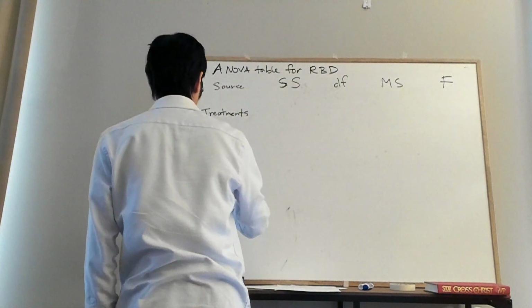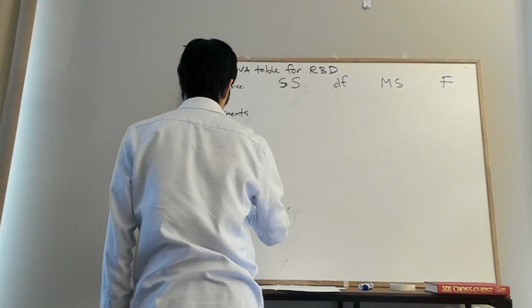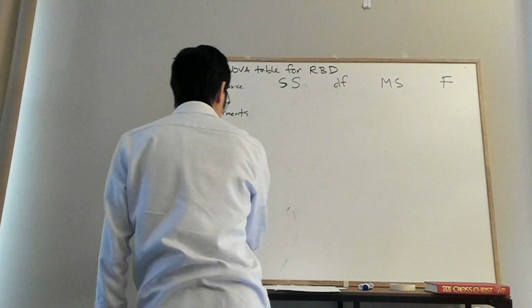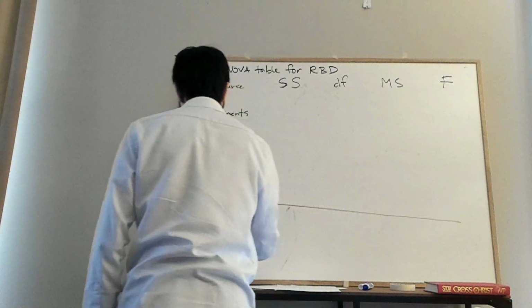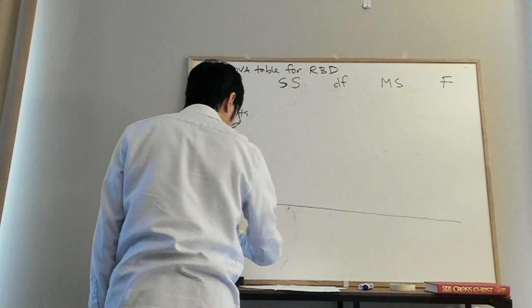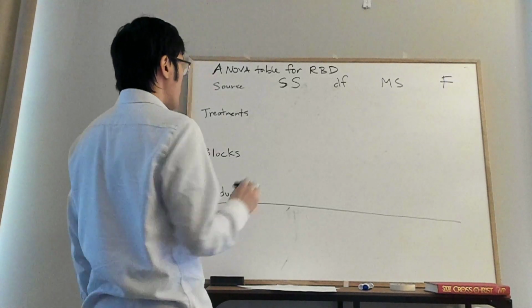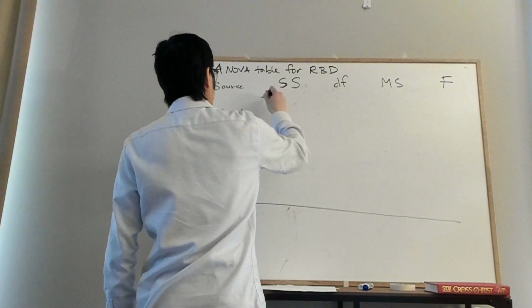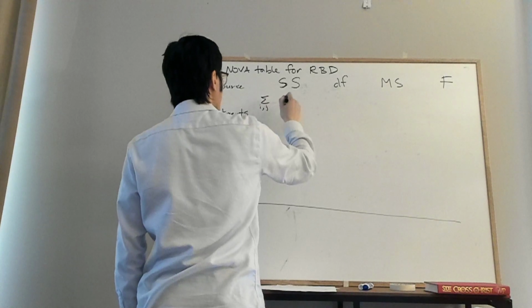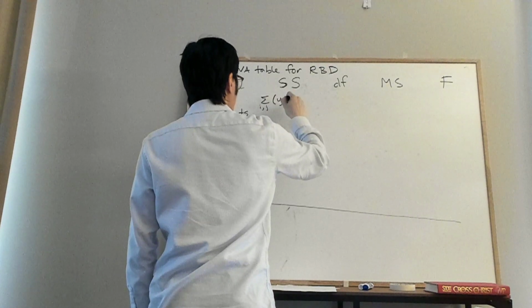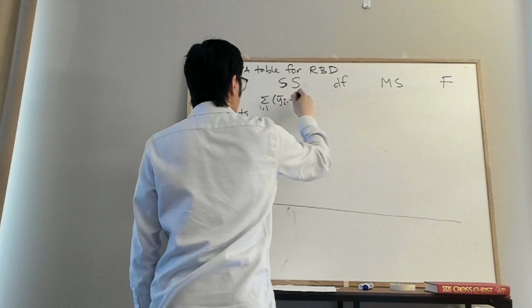And then residuals. And then everything adds up to our total. Okay, so what are these sums of squares? Well, let's start writing down the treatments. That's the sum over the squared differences of the treatment means from the overall mean.